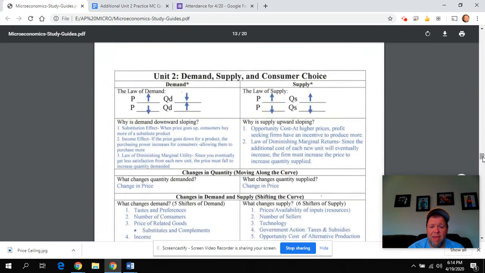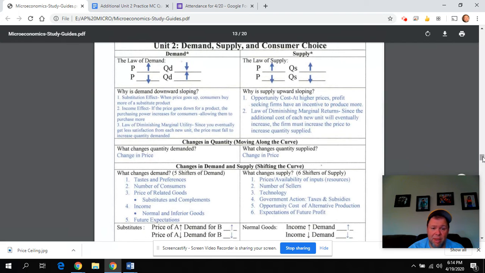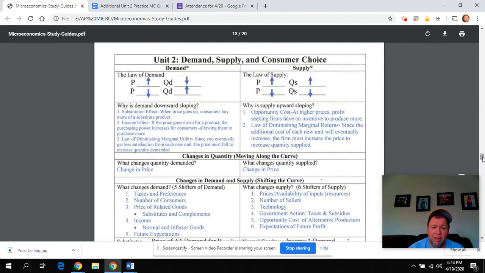So supply and demand: why is demand downward sloping? Why is supply upward sloping? Law of demand, law of supply. They might ask you to explain those things in the short answer question before moving on to other things.